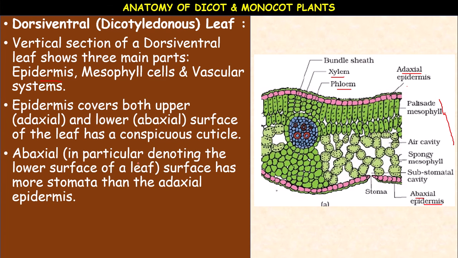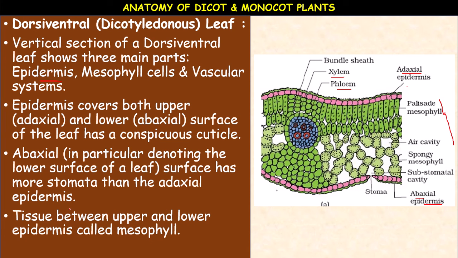Adaxial means upper epidermis, abaxial means lower epidermis, particularly denoting the lower surface of the leaf. The lower surface has more stomata when compared to the adaxial or upper surface of the leaf. The tissue between the upper and lower epidermis is called mesophyll tissue. This is the major tissue.